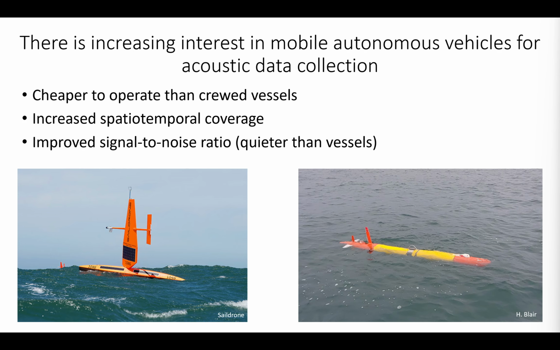We used two different autonomous vehicles in this study. This is in particular in Lake Superior in 2022 in the Western Arm. There's increasing interest in autonomous vehicles. They could be cheaper to operate than crewed vessels due to fewer crew being active at one time, cost of fuel, et cetera. Also, potential increased spatiotemporal coverage, where those autonomous vehicles can be out when ships can't, and they're quieter than ships, generally speaking, so we can get an improved signal-to-noise ratio.